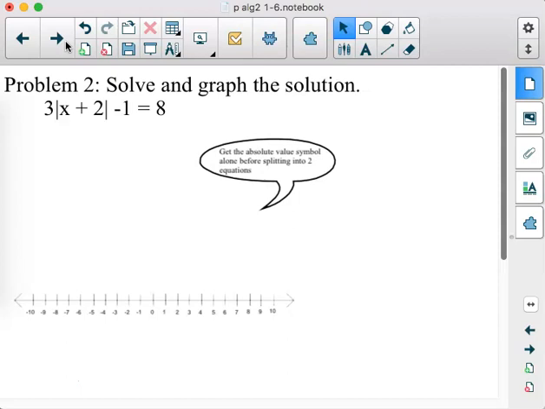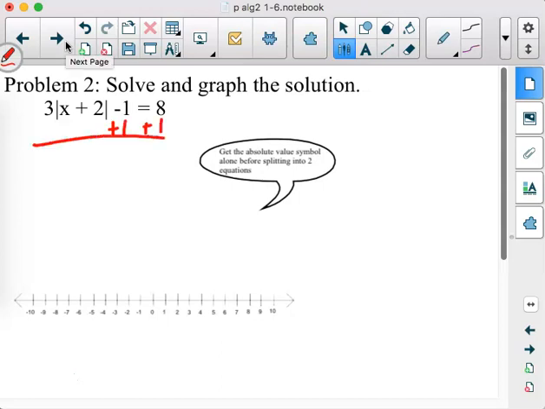You got to move them. Wait till they move. So we're going to have to move the -1 and the ×3. We've done that before. We're going to add 1 to both sides. And we're going to divide by 3.